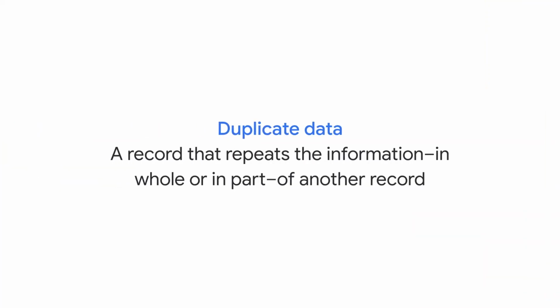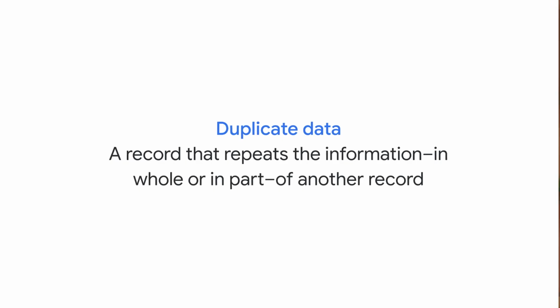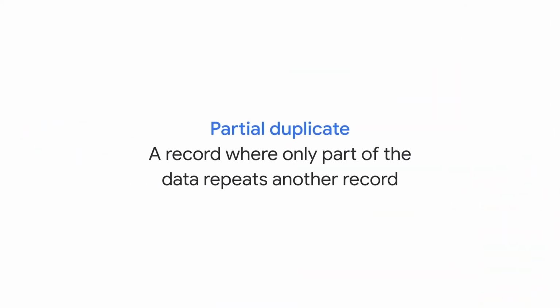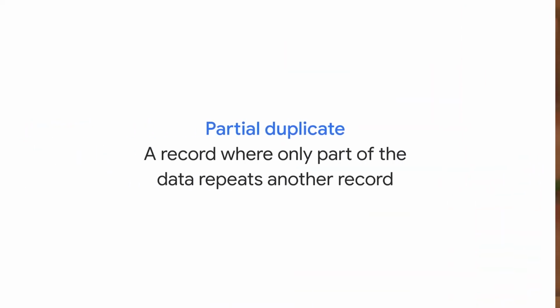Hi, in this video, you will learn about one of the most common errors you'll deal with as a cloud data analyst, duplicate data. Duplicate data is a record that repeats the information, in whole or in part, of another record. There are two types of duplicate data, partial duplicates and exact duplicates. A partial duplicate is a record where only part of the data repeats another record. Let's explore how this works with an example.